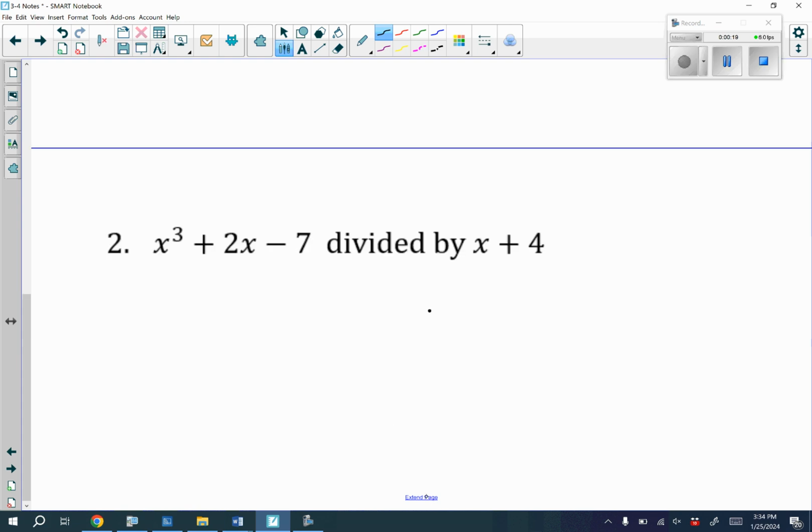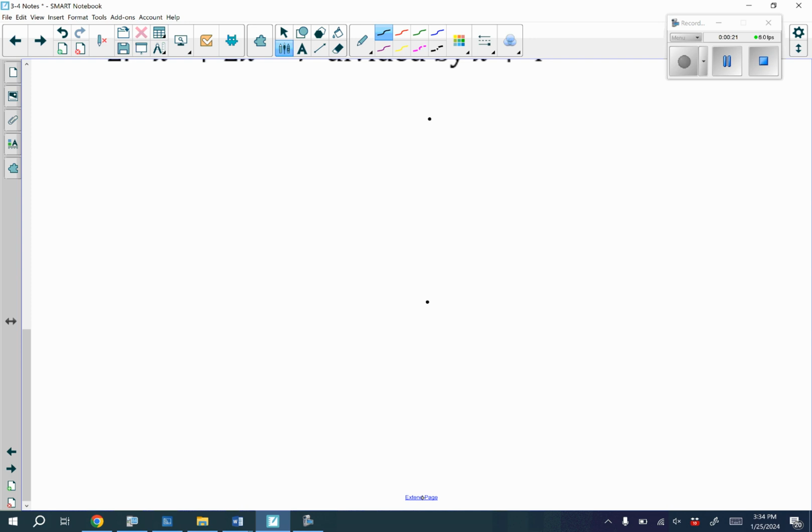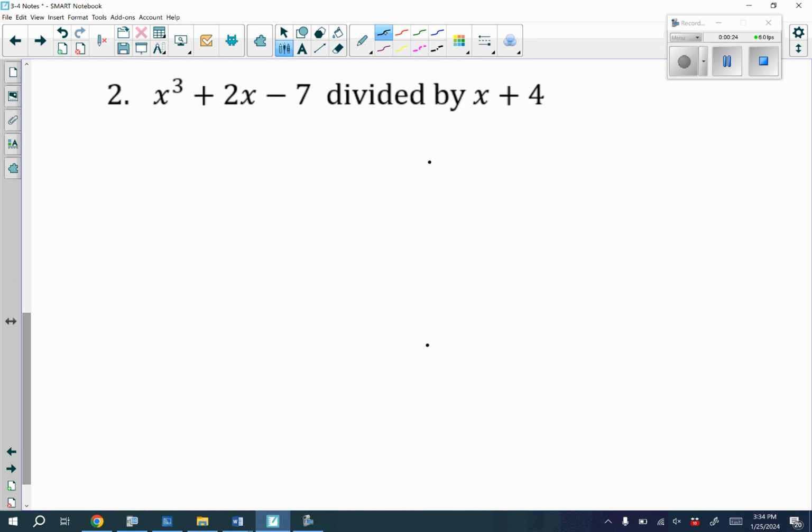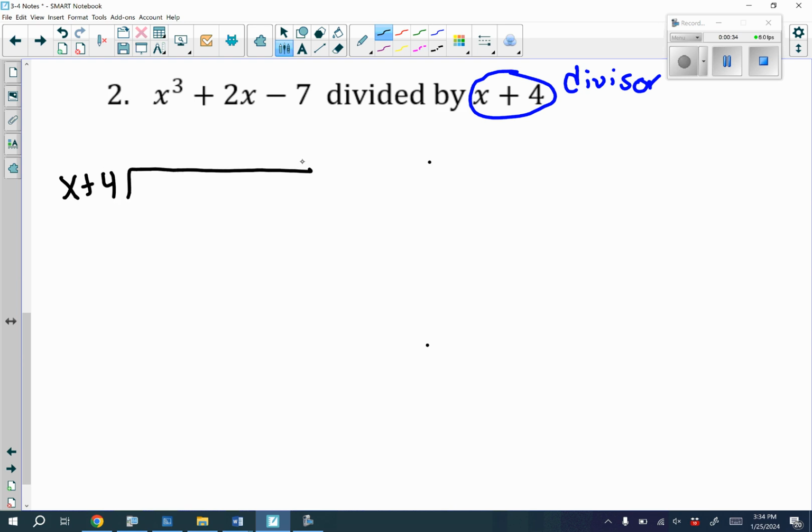So once again, we are going to do long division to divide these polynomials here. Okay, so remember that this here, x plus 4, is our divisor. So that's going to go inside our division bar. So we have x plus 4, and then here. Now, this is actually what I would like to do. So I kind of started it for you.